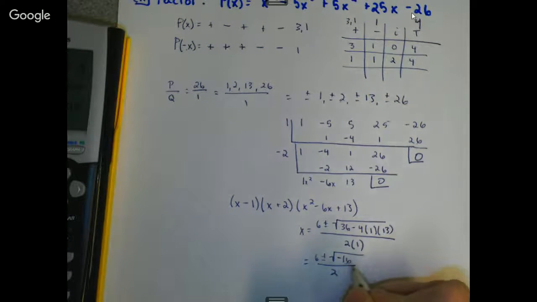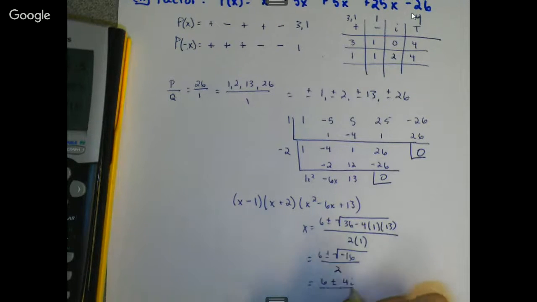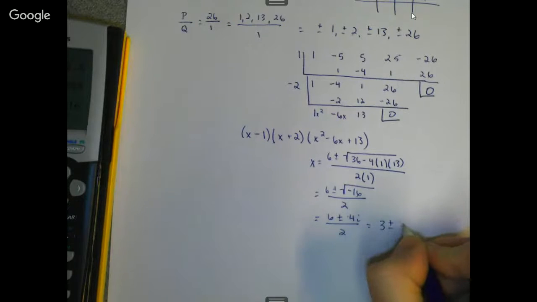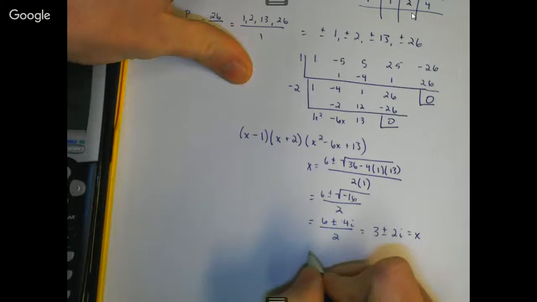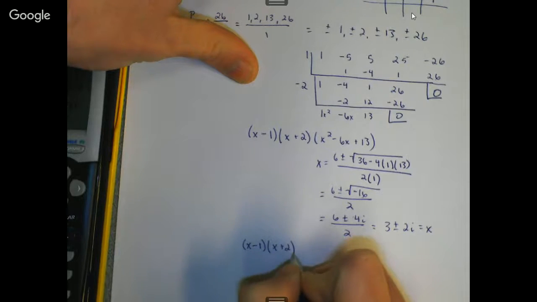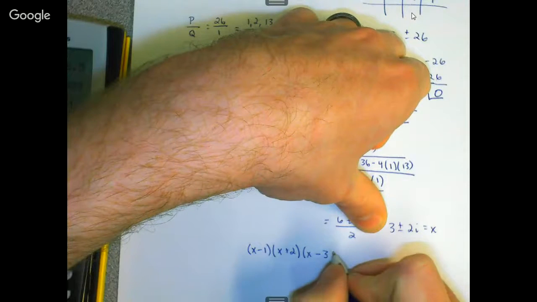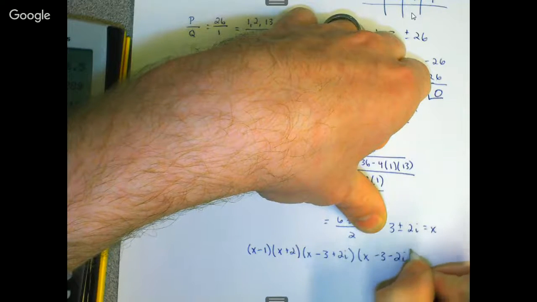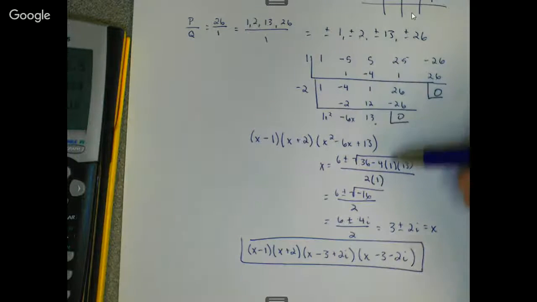The square root is negative 16. 6 plus minus 4i over 2. Those are all divisible by 2, so we have 3 plus minus 2i equals x. So then my factors there, okay, so we bring down these factors. We got x minus 1, x plus 2. Now I got to move the x over. So we'll say x minus 3 plus 2i and x minus 3 minus 2i. Okay, so we're trying to get this synthetic division down to a quadratic, and then we can use the quadratic formula.